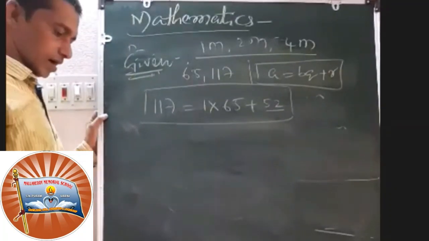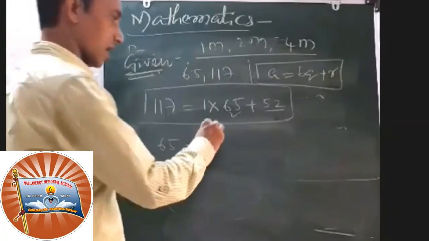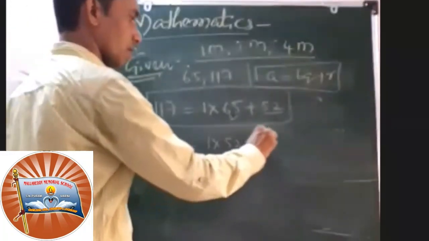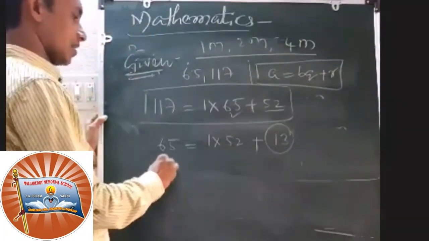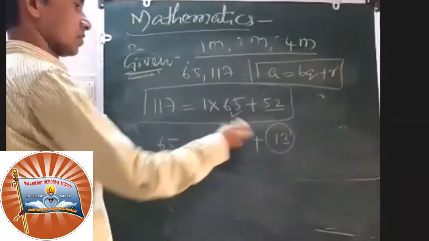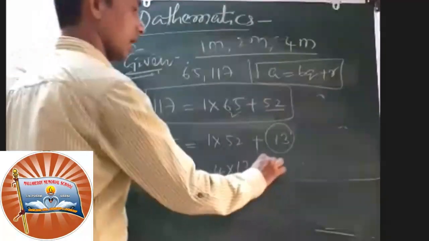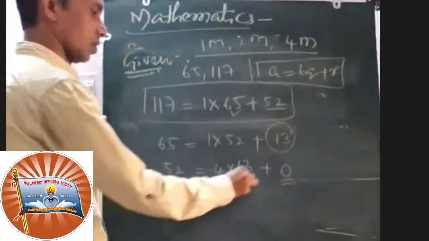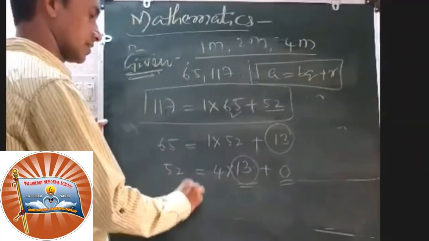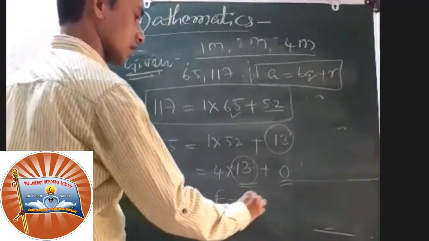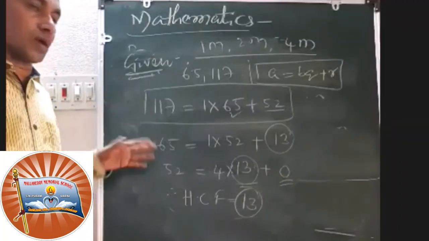Then again I will take 65. Listen to me. Then I have to take 1 into 52 plus how much? 13. Again, I'll take 52, 4 into 13 plus remainder 0. Where you get the remainder 0, this divisor will be the what? HCF. Therefore, HCF is equal to 13. So this is the question. Now your part is not completed.